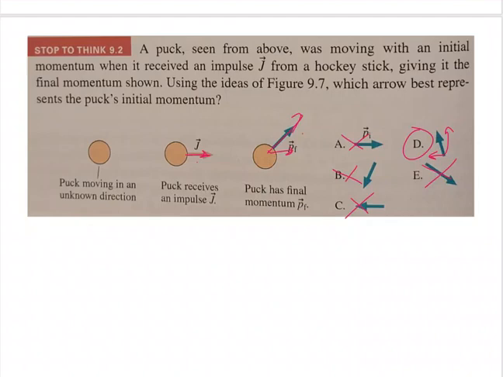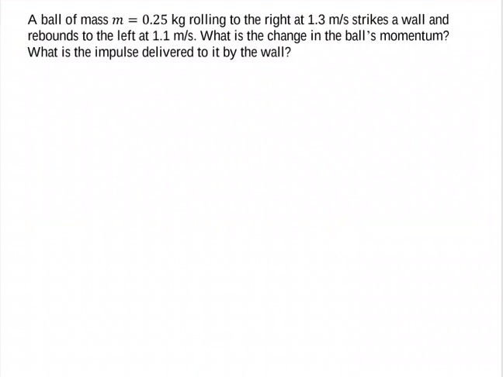And really, an analysis like that is the only way that you can do a problem like this. Okay? So a ball of mass M equals 0.25 kilograms, rolling to the right at 1.3 meters per second, strikes a wall and rebounds to the left at 1.1 meters per second. So we take a minute to visualize what that looks like.